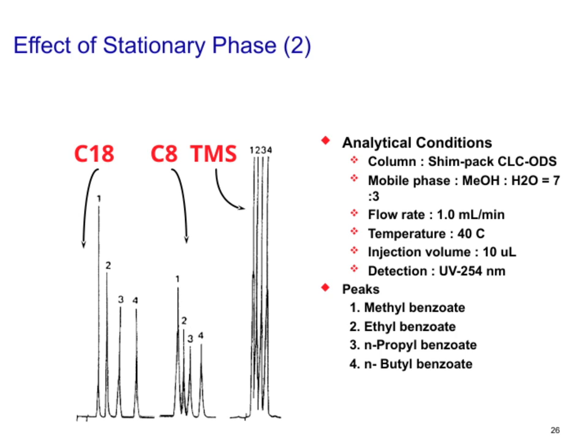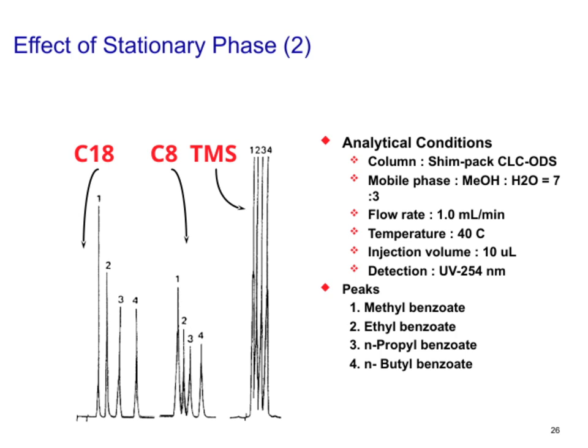The flow rate is set at 1 milliliter per minute, which is a standard flow rate to balance between resolution and analysis time. The column temperature is maintained at 40 degrees Celsius to ensure consistent retention times and peak shapes. For injection, we're using 10 microliters, which is typical for these kinds of analyses to optimize sensitivity without overloading the column. Detection is done using UV at 254 nanometers, a wavelength suitable for aromatic compounds like benzoates because they strongly absorb in this region.